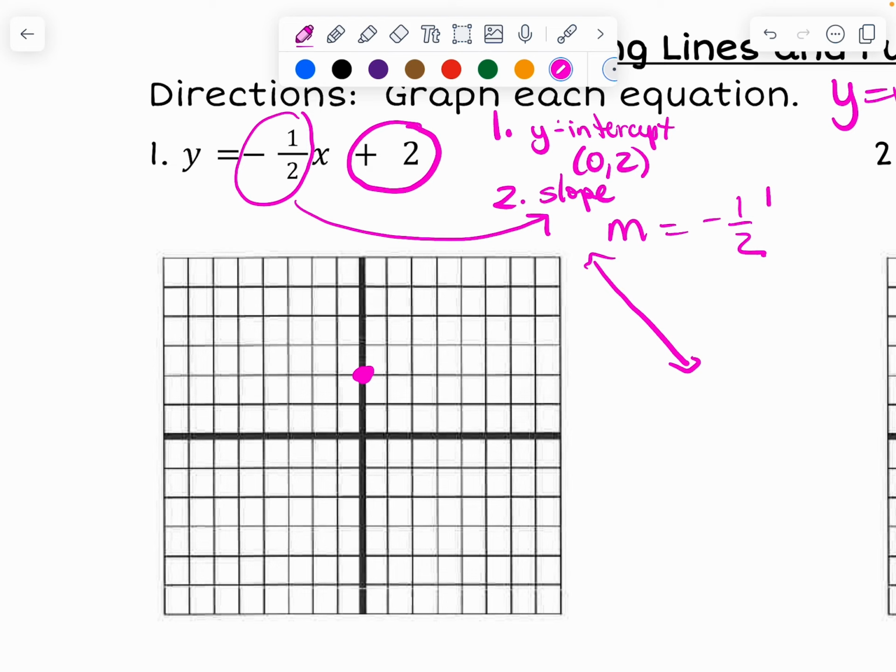So this tells me I'm going to go down 1. This tells me I'm going to go to the right 2. So I'm going to go down 1 to the right 2. Plot a point. Down 1 to the right 2. Down 1 to the right 2. And I'm going to draw a line. And I'm going to put arrows on it.